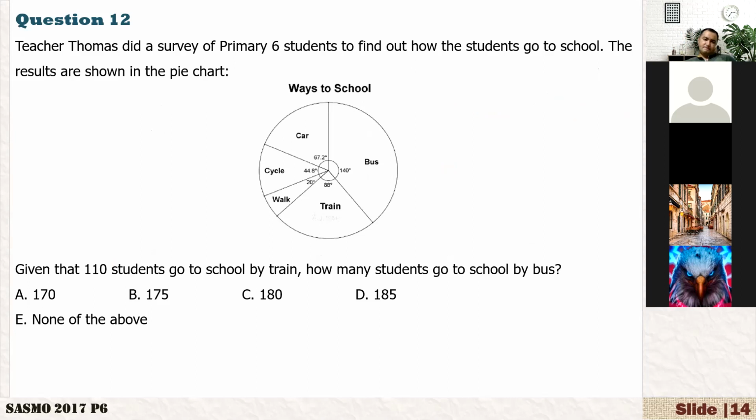Okay, teacher Thomas did a survey of primary six students to find out how the students go to school. The results are shown in a pie chart. Given that 110 students go to school by train, how many students go to school by bus? As you see here, the number of students who go to school by train is represented by 140 degrees, and this one is 88 degrees. Guys, you have 1 minute for this question. Very easy question.